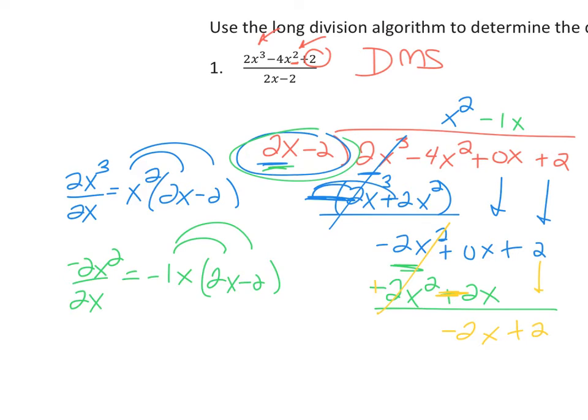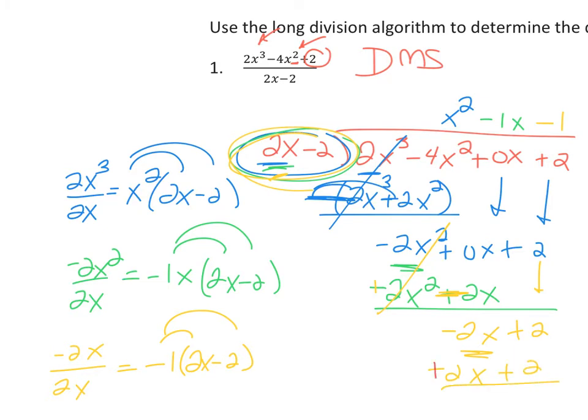I'm going to divide the first term by the first term. It's a very repetitive process. As long as you can figure out the first 3 steps, you're able to do it over and over again. So negative 2x divided by 2x is negative 1. That'll go up here. Okay? And then I'm going to multiply the whole outer piece, this guy right here. Distribute that in. I'll get negative 2x plus 2. And then I'll subtract. So change both signs, these will both cancel, and I'll get 0.